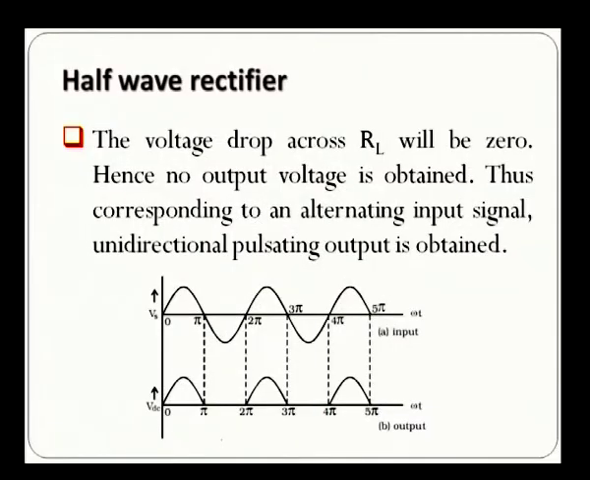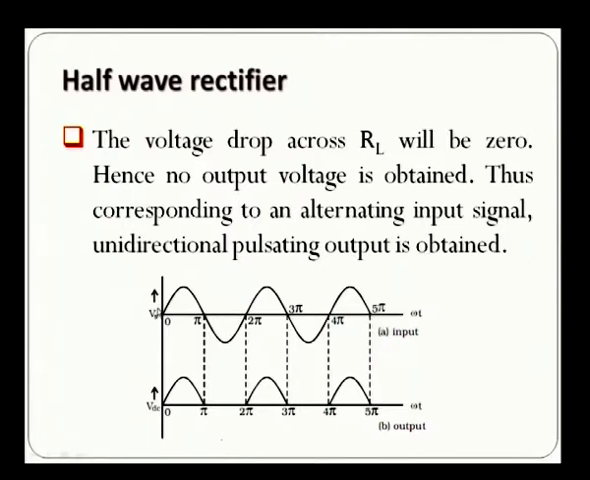Let us have a look at the diagram which explains how the rectification is done. The voltage drop across RL will be 0. Hence, no output is obtained in the reverse bias. It is a continuation in the reverse bias case. Thus, corresponding to an alternating input signal, a unidirectional pulsating output is obtained.